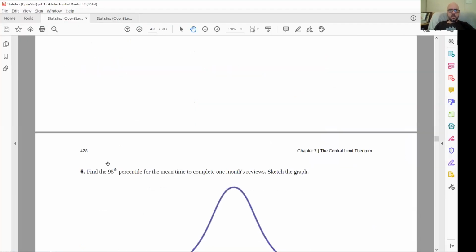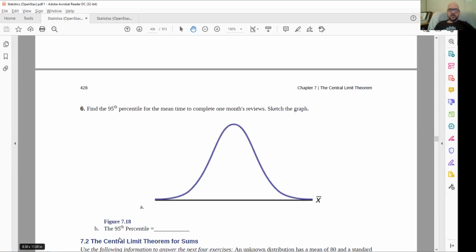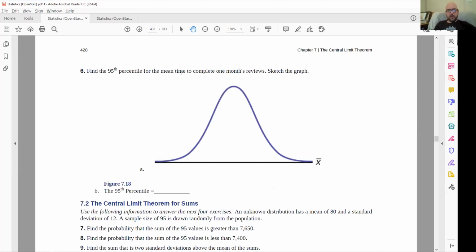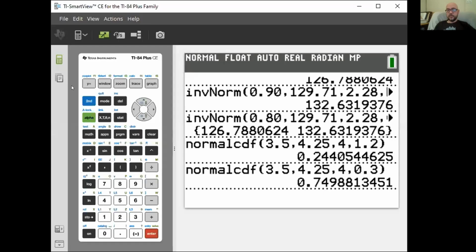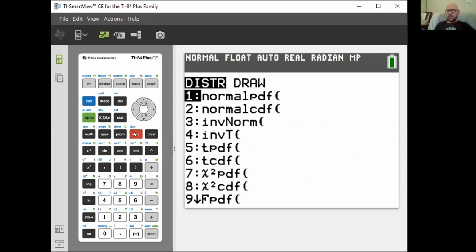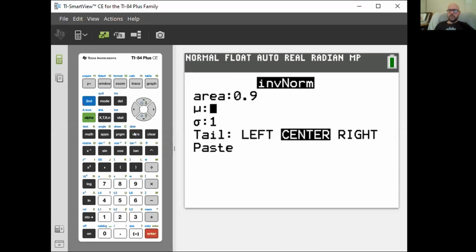And number 6, find the 95th percentile for the mean time to complete 1 month's reviews. So we're not using the population, now we're using the central limit theorem, and they want the mean time for 1 month's reviews, so that's going to be inverse norm of 0.95 with a mean of 4 and a standard deviation of 0.3 because we're talking about a sampling distribution. So let's go find that real quick. Inverse norm of 0.9, mean of 4, standard deviation of not 1.2, it's the opposite of what I said, 0.3, left side.